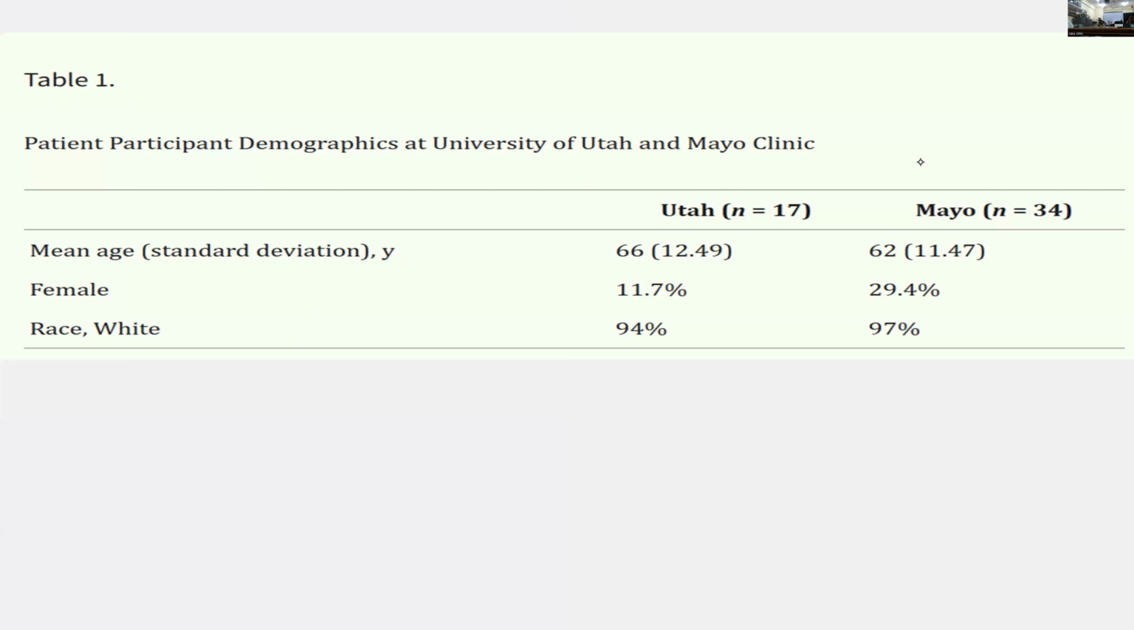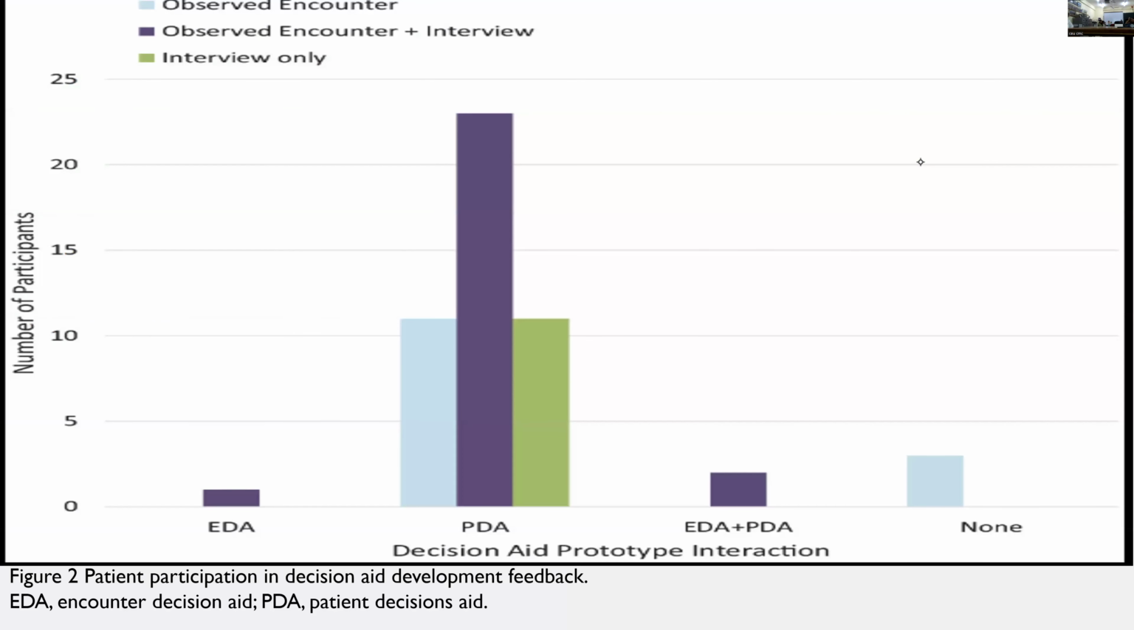This is what they have given for the 51 patients who were included. If you look at it, the mean age is around 66 to 62. Females are fewer. It's a predominantly male population, 11.7 to 29.4%, and a predominantly white population. So this is actually the population around that institution. The patients are predominantly white and male. And this is how they were involved in the participation of the prototype interaction.